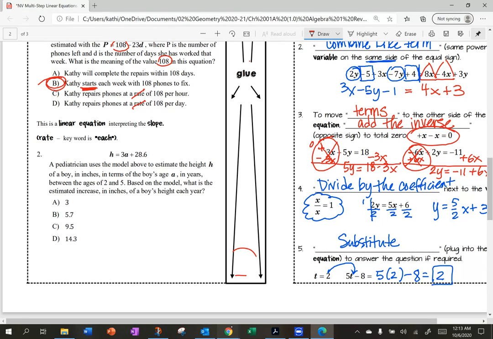So the word each here has to do with rate, which means slope. Okay, so slope is what's with the variable. So it's asking me this right here. So I know we are talking about 3 inches. Okay, we're done.